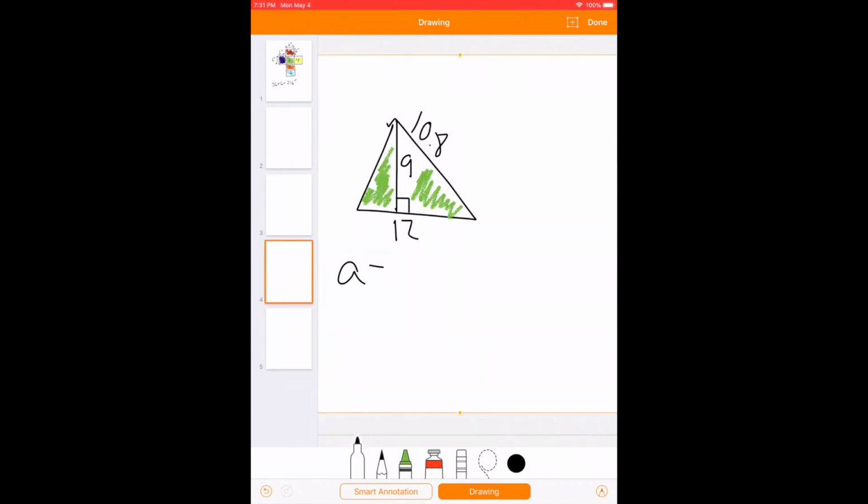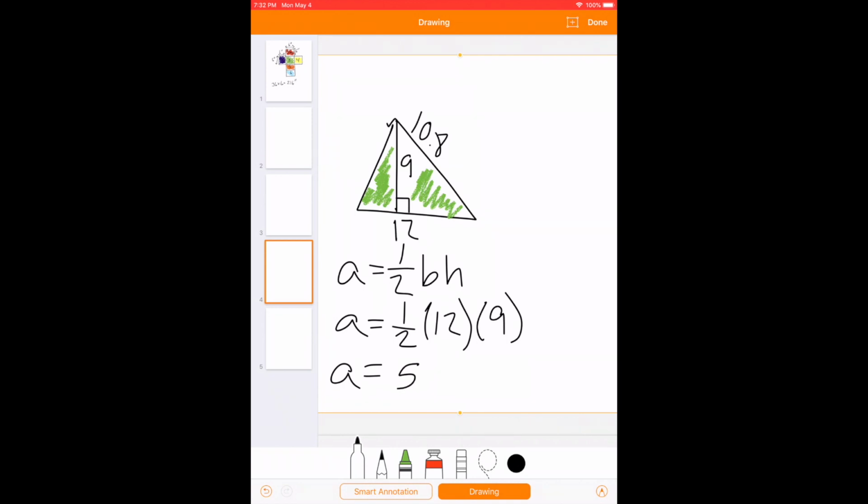First, I'm going to take it and apply it to the triangle. The triangle has an area of 1/2 times base times height. Well, in this case, the base is 12 and the height is 9. So I have 1/2 times 12 times 9. This gives me an area of 54 feet. Now, because I have two triangles, I can double that or multiply it by 2 to get the total area of both triangles in this net, which would be 108 feet.